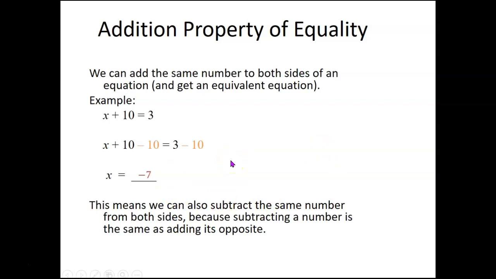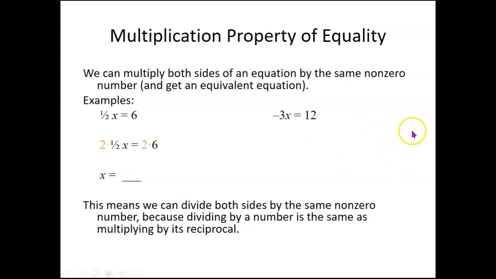And I talked about it in terms of adding negative 10 to both sides, but you could also think, oh, we're subtracting 10, because subtracting a number is the same as adding the opposite or negative of that number. So that means we could also subtract the same thing from both sides. And we are allowed to multiply both sides of an equation by the same thing. As long as that thing isn't 0, we don't want to multiply both sides by 0, because that just kills everything off. But we can multiply both sides of an equation by the same non-zero number, and it stays just as equal as it was before.